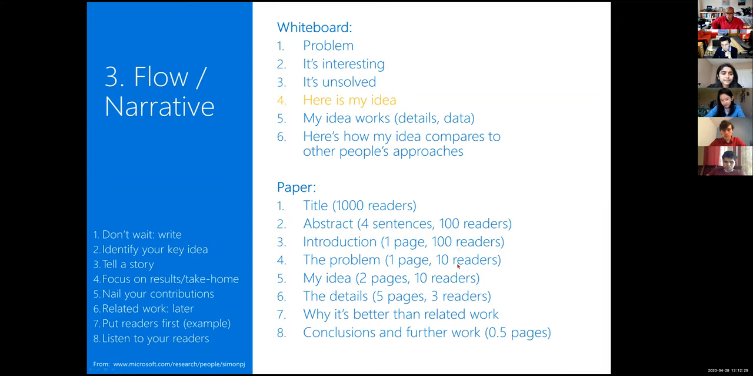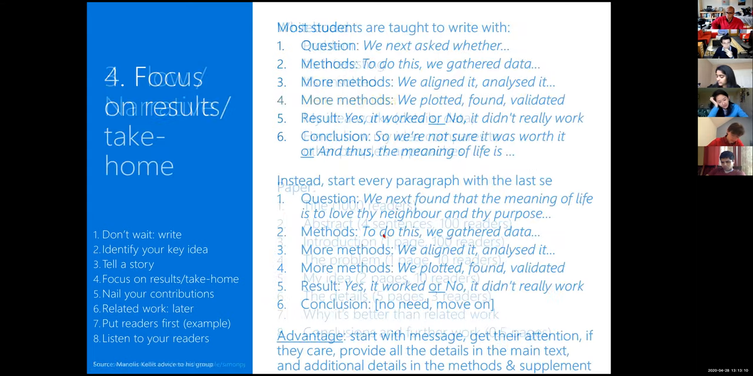Then you state your problem, and you start losing readers, and then you state your key idea. And eventually, the details, why it's better than related work, etc., you get fewer and fewer readers. So you should spend time approximately proportional to how many people will be reading each part. For every hour that you spend working on a paragraph of the detail, you should spend 10 hours on the problem and 100 hours on the abstract. Because the abstract will be read everywhere, and it really should crystallize the key points of the paper and serve as both a preview, a summary, and a packaging of that paper.